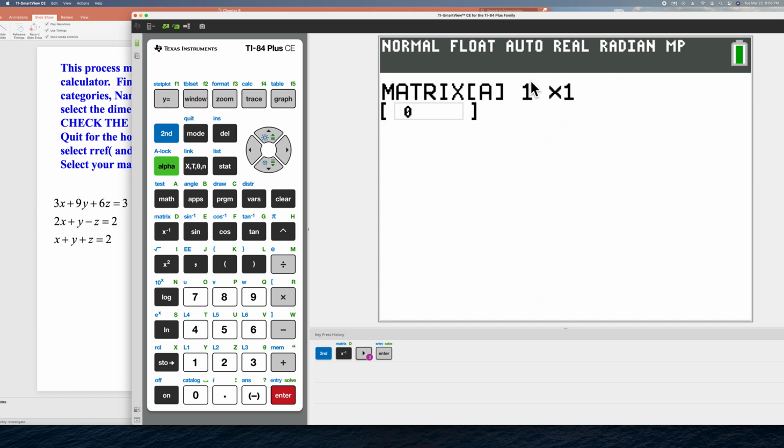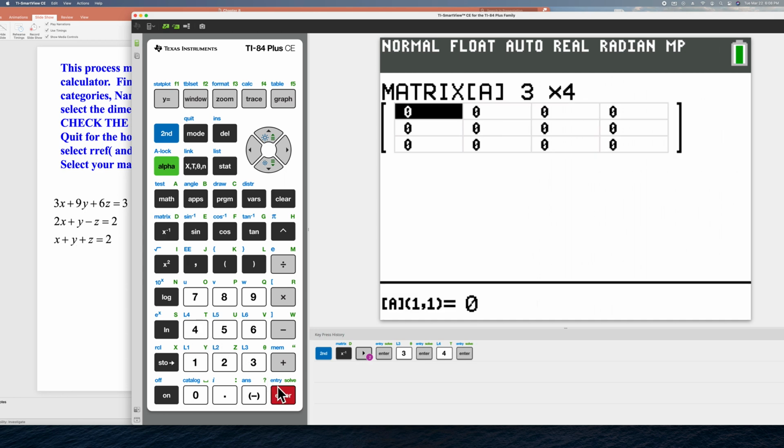And now they're asking for what they might say the order or the dimensions of the matrix. It's always rows by columns. So we have 3 equations, that gives us 3 rows, and we want 4 columns, 1 for the x, 1 for the y, 1 for the z, 1 for the result. So 3, enter, 4, enter, and it gives us an empty matrix full of zeros, and now we put in the numbers. And you enter these by row. So when you hit enter, it's going to slide over to the right. So 3, enter, 9, enter, 6, enter, 3, enter. Notice it dropped down to row 2.